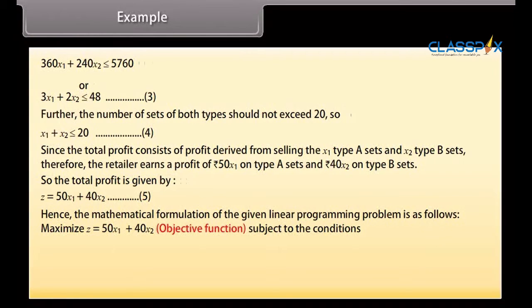Maximize Z equals 50 x1 plus 40 x2. Subject to the conditions, 3x1 plus 2x2 is smaller than or equal to 48. x1 plus x2 is smaller than or equal to 20. x1 is greater than or equal to 0. x2 is greater than or equal to 0.